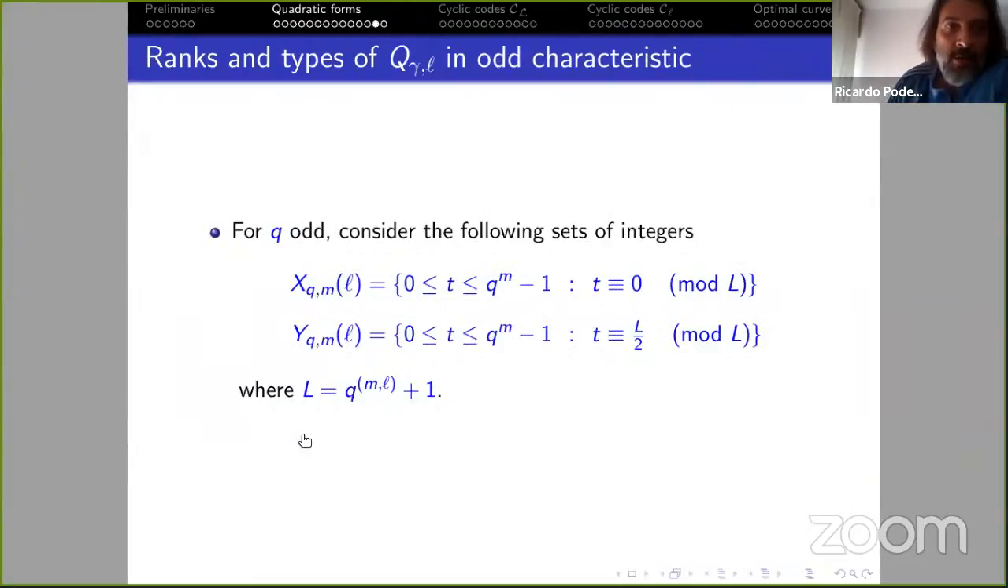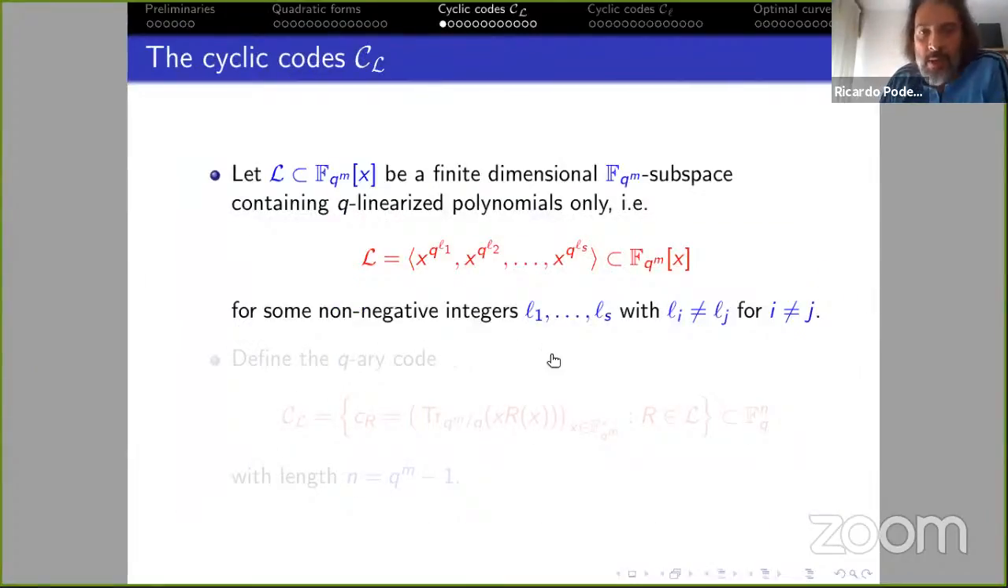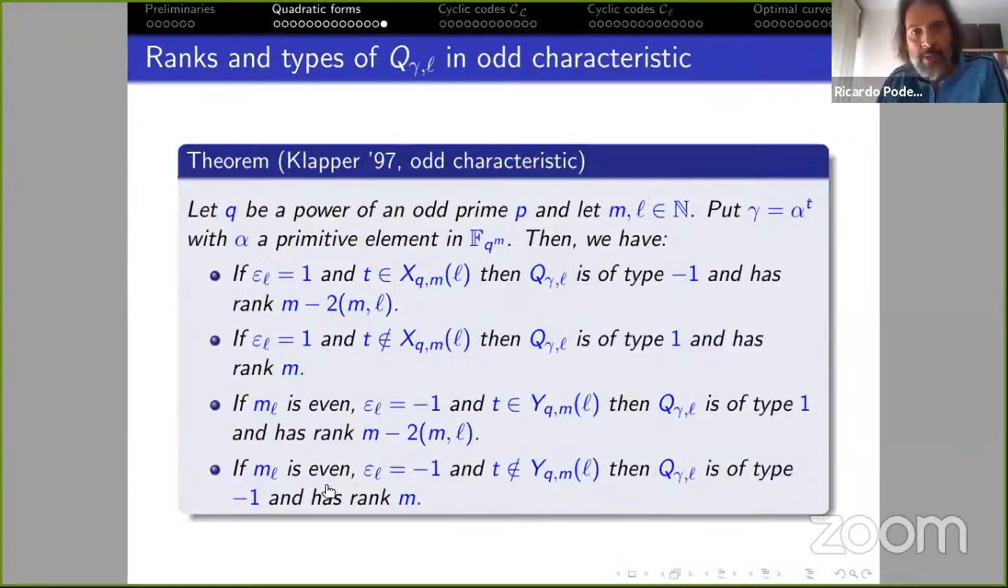And in the case Q odd, we need more notation. I don't want to get into the details, but it is the same for Q an odd power. In all the different cases, we know which is the type and which is the rank.